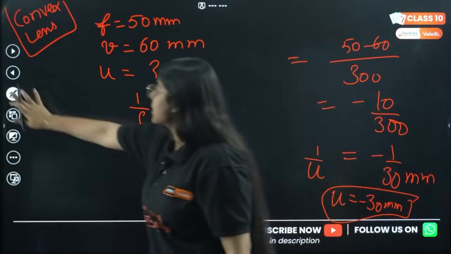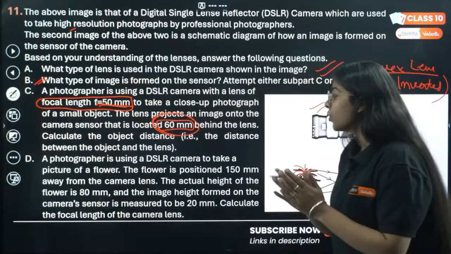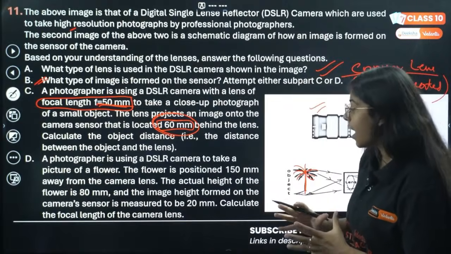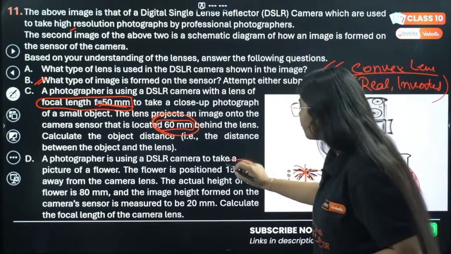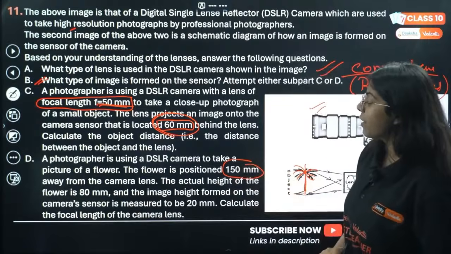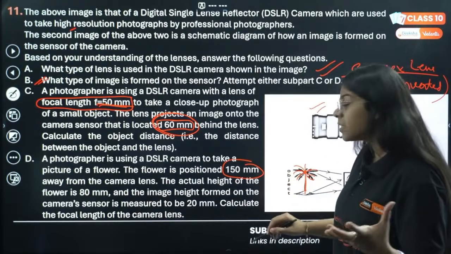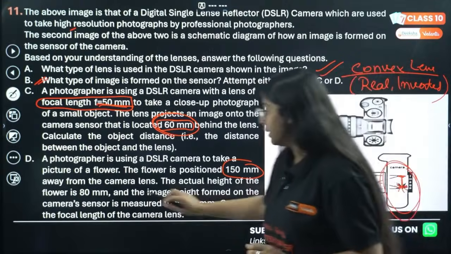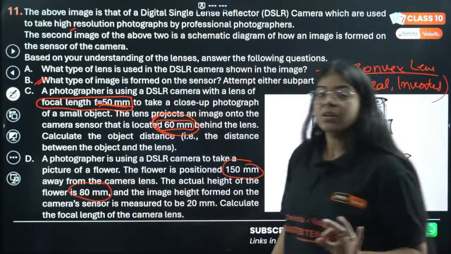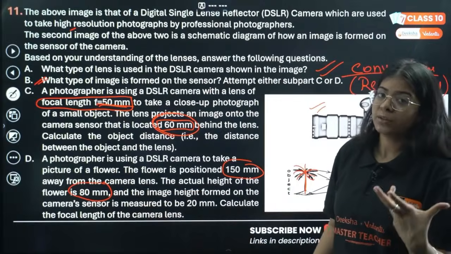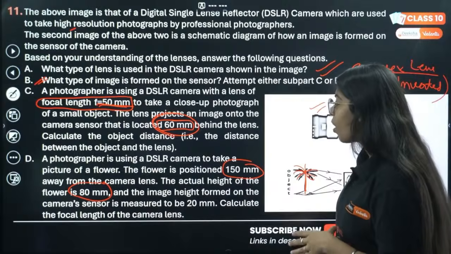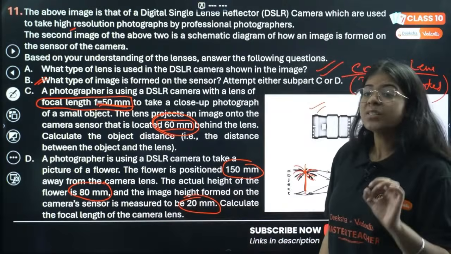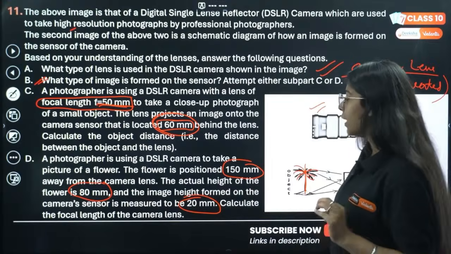Okay, let's see the D part, which is, a photographer again is using a DSLR camera to take a photo of a flower. A flower is positioned 150 mm away from the convex camera lens. So this is now our object distance. The actual height of the flower is 80 mm. Now they have given the actual height, so the height of object, and the image height formed on the camera sensor is measured to be 20 mm. Okay, so it's 20 mm. Calculate the focal length of the camera lens.